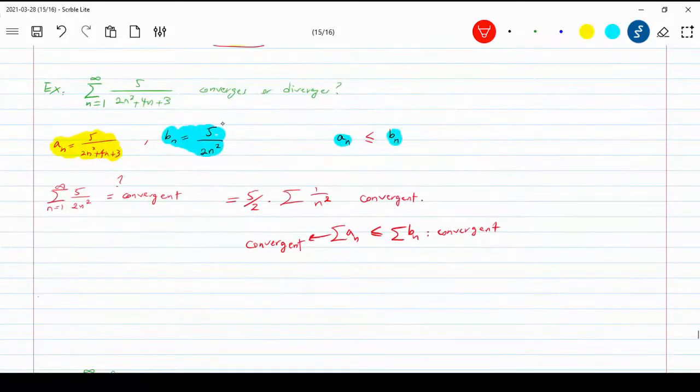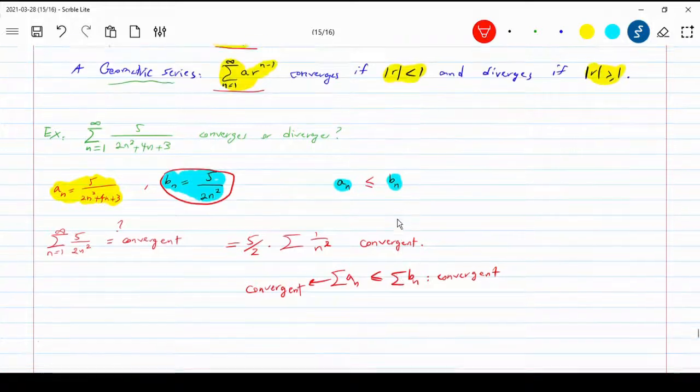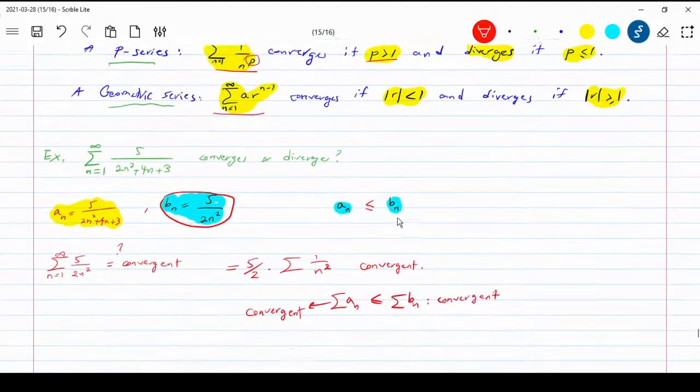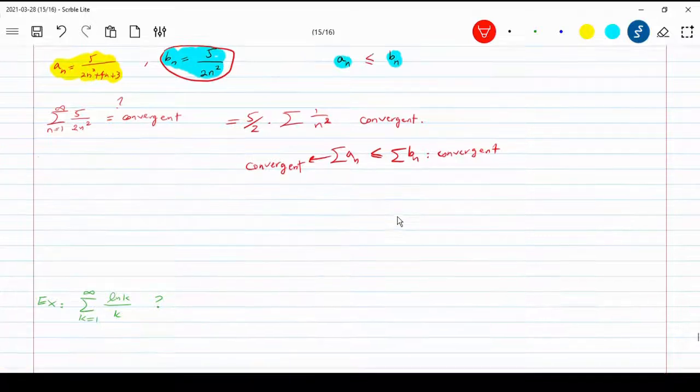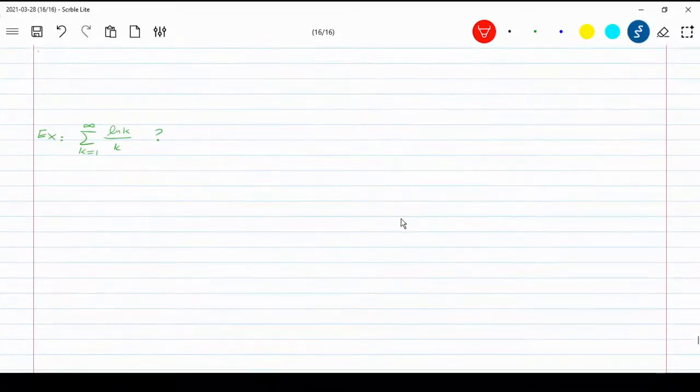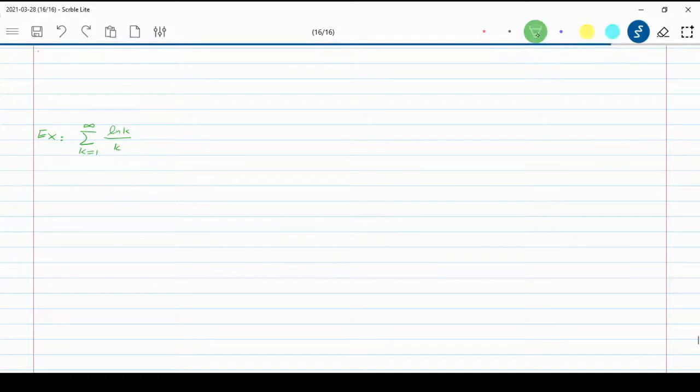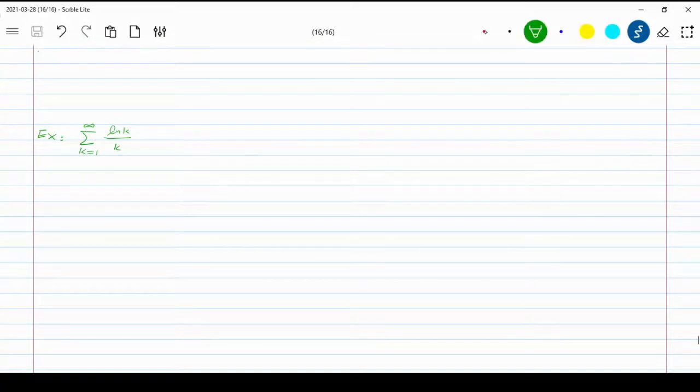Normally the choice for bn is that you pick something related to the an, and it would be either in the form of a p-series or a geometric series. Not always possible, but if possible, then that would be the case. Here is another example. How about this series: the summation of ln k divided by k, as k starts from 1 to infinity. Is this a convergent or divergent series? Ask yourself, what would you pick for a comparison?